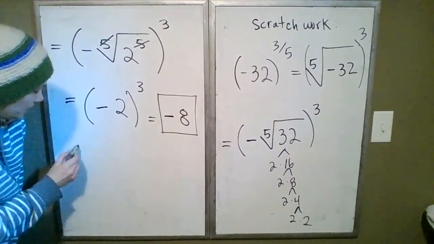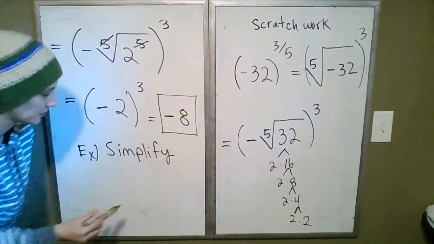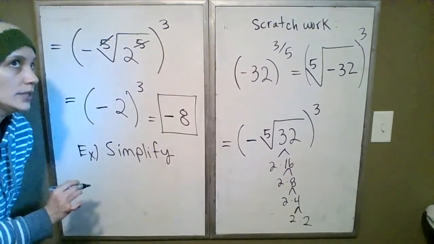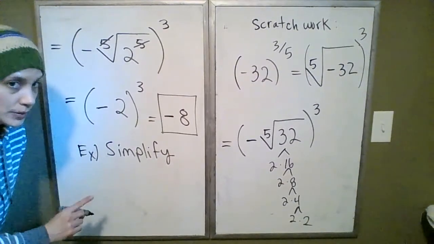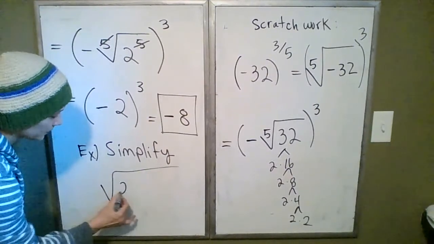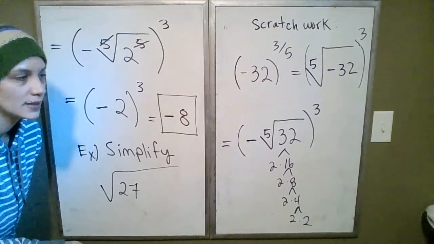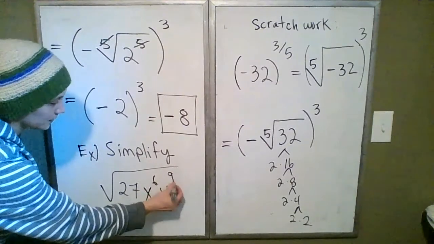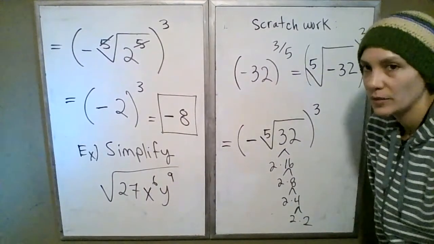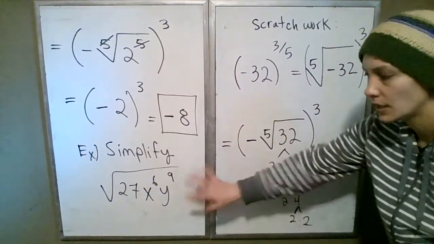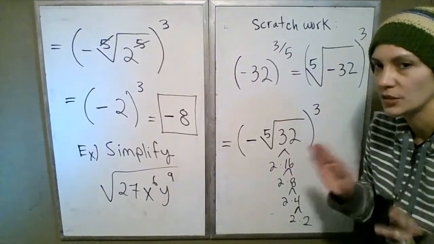Okay, next example. We still simplify. We're going to do the square root of 27 x to the 6th, y to the 9th. For this problem and probably the next couple of problems, I'm going to try to do the scratch work for all of the exponent rules I'm using, but then talk through a kind of trick to get the same answer.